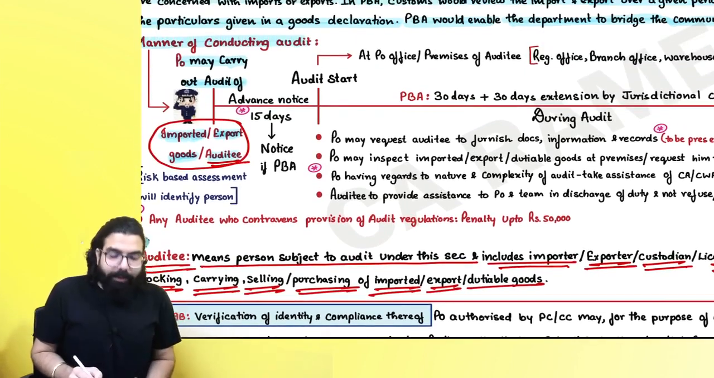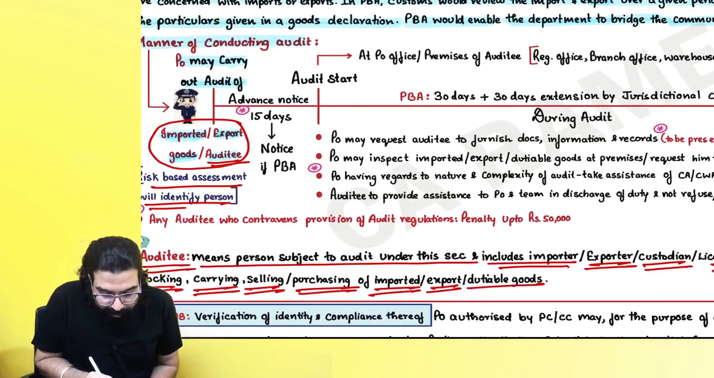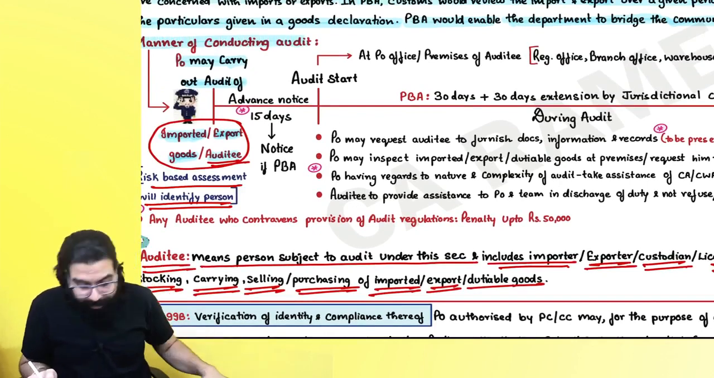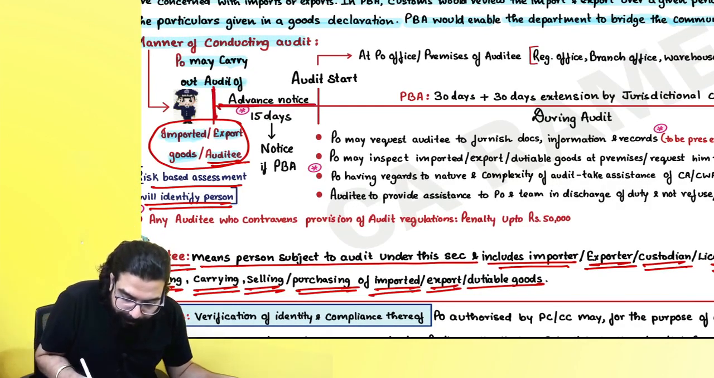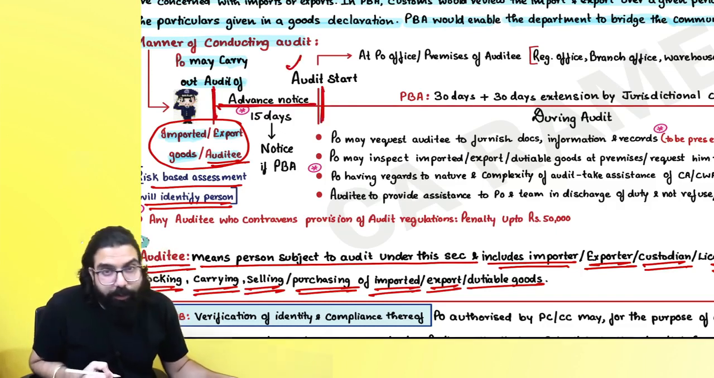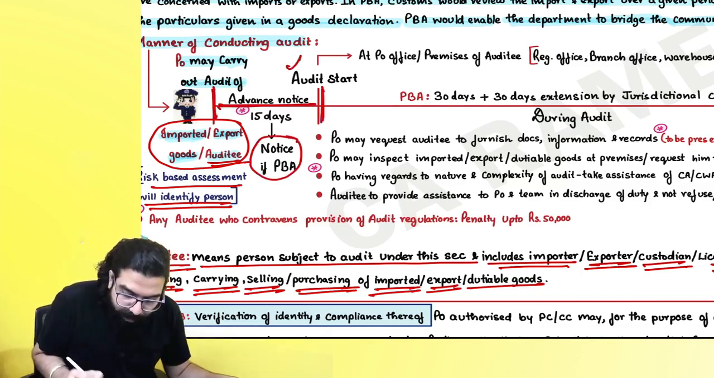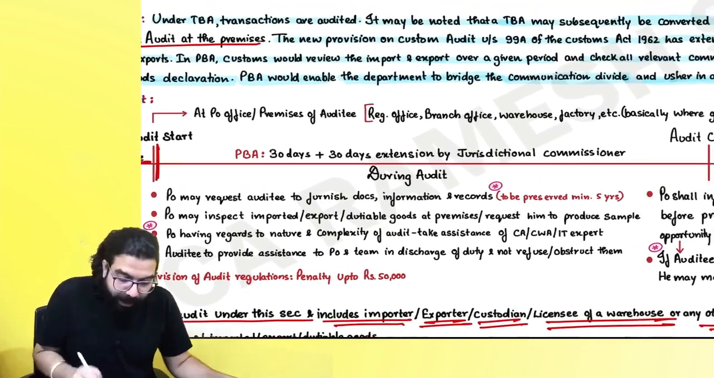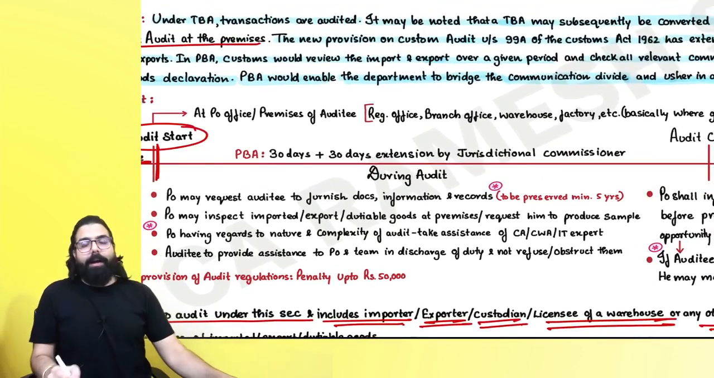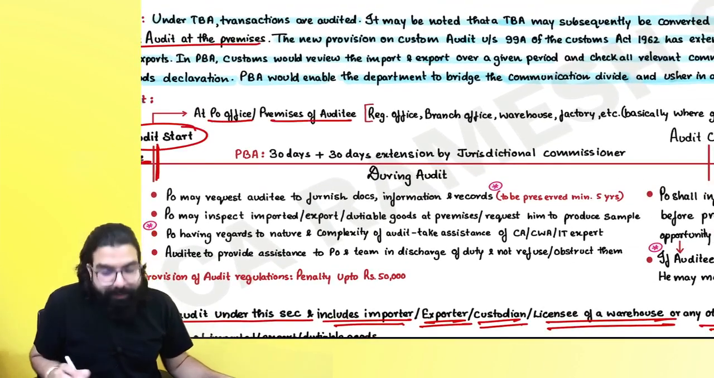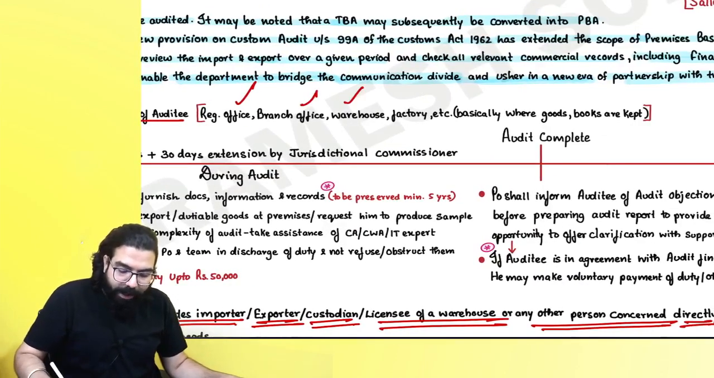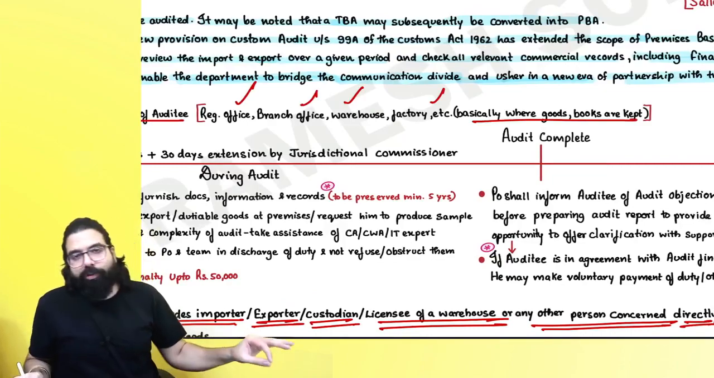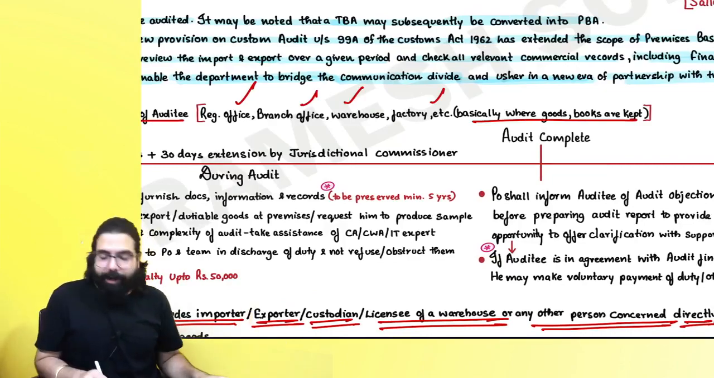Sir, always remember one thing, risk based assessment will identify the person whose audit will be done. And for an auditee, always remember one thing, before audit, always 15 days of notice will be given. 15 days of notice will be given in case of premises based audit. Sir, audit can always happen at the proper officer's office or premises of the auditee, might be your registered office, your branch office, your warehouse, your factory, basically where goods and books are kept. There they can do the audit.